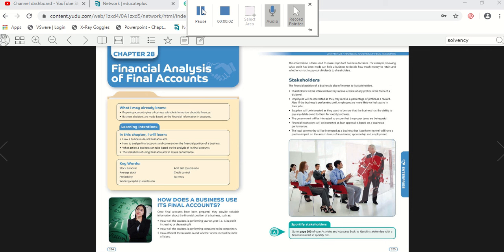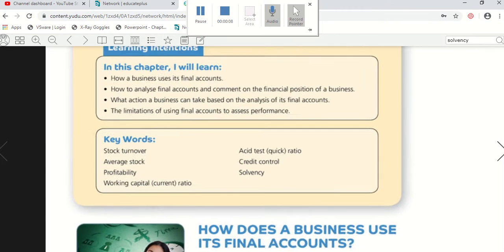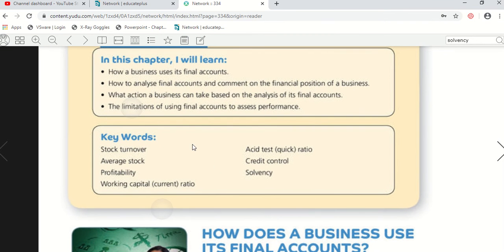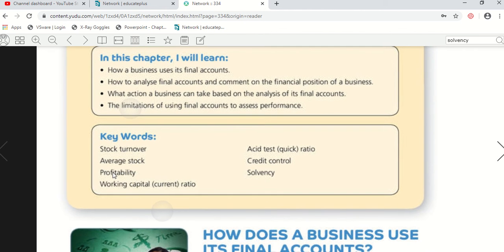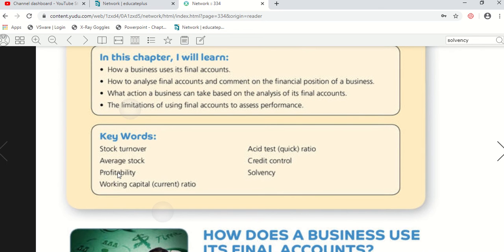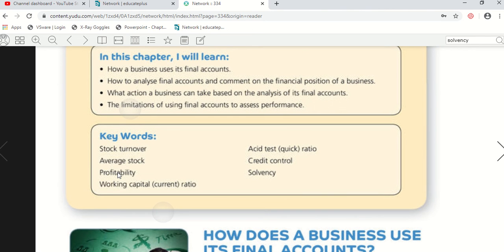Chapter 28, Analysis of Final Accounts, or Ratio Analysis. In class, we covered some of the ratios already. We looked at the rate of stock turnover, where we looked at the average stock, opening stock plus closing stock divided by 2. We went on to look at profitability ratios, our net profit percentage and our gross profit percentage.